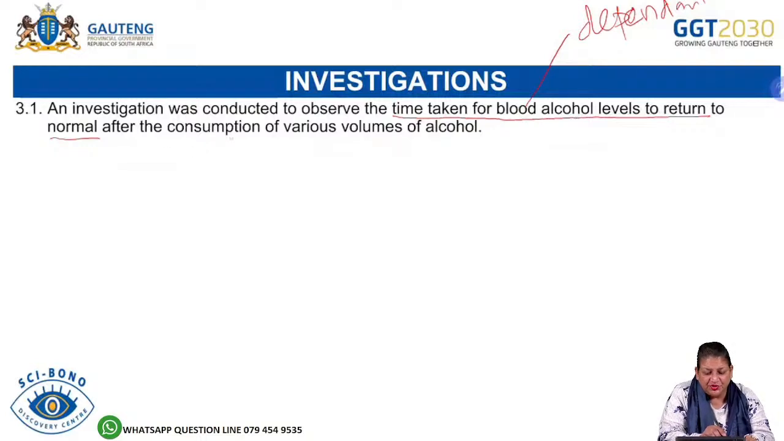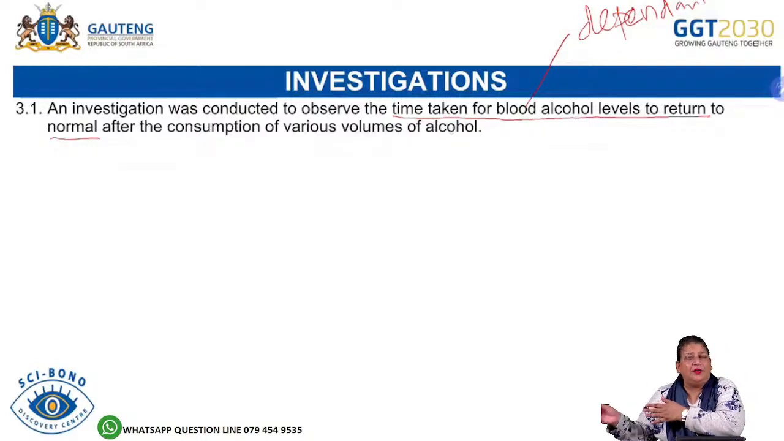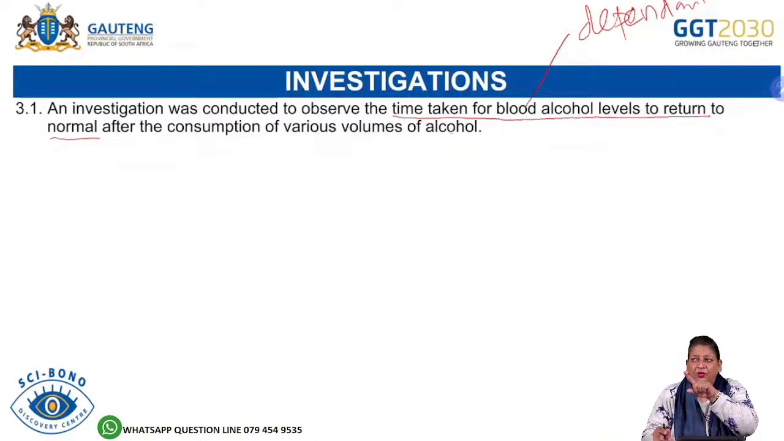After the consumption of various volumes of alcohol, it seems like I can control how much alcohol I'm giving to the person, and how long it takes for the alcohol to come back to normal is my dependent variable. But the amount of alcohol that I want to give, maybe 10, 20, 30, what I can control becomes my independent variable. So it seems like the volumes of alcohol is my independent variable.